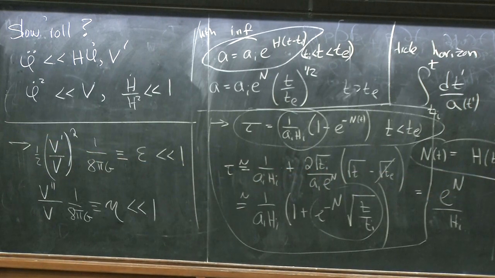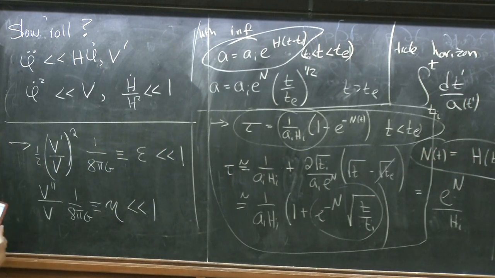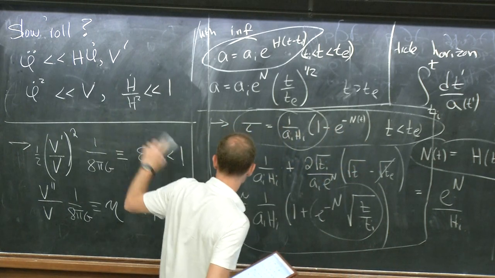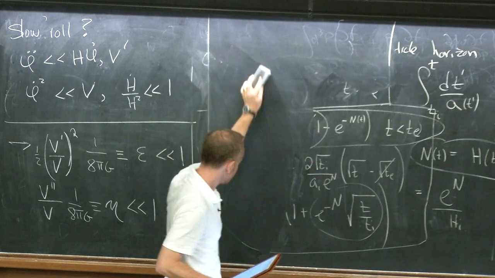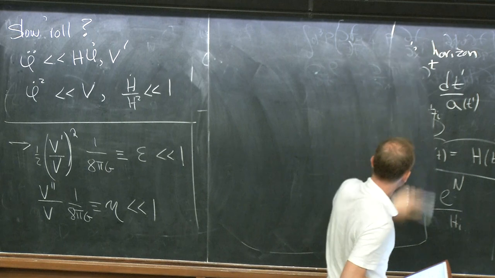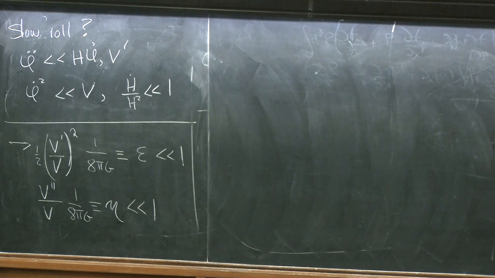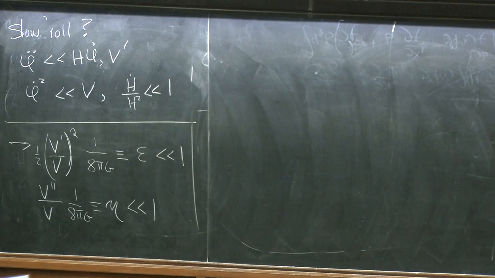Okay. So you can check with just some algebra that if these quantities are small, then if you plug this back in here, you'll find a solution which satisfies all these conditions. So what this tells us is that if we have a potential V for which epsilon and eta are small, then the universe can undergo inflation.